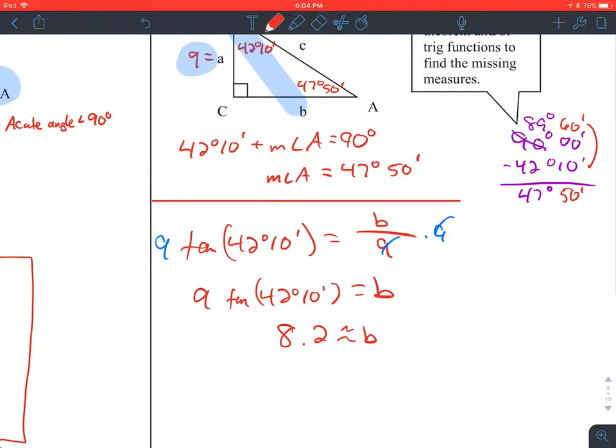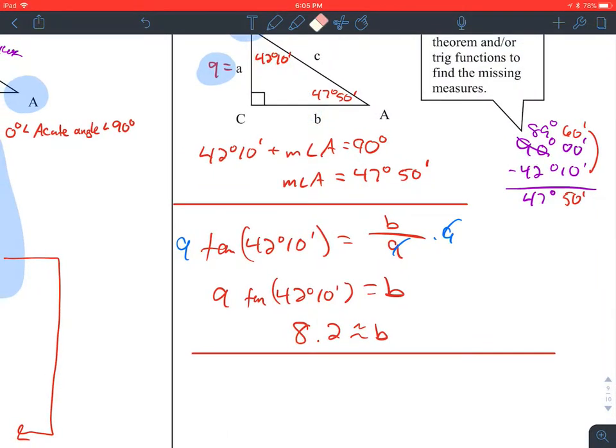Question: how do you put 42 degrees and 10 minutes into your calculator? I don't have my calculator with me, but I believe you hit the tangent button, then you hit 42. I believe there's a button on your calculator that says angle. Find that button, find the degree symbol, hit the button again that says angle, and then type in 10, and then the minutes, and hit enter. You should get 8.2. If what I'm telling you is not right, ask me when you get to school, and I'll show you how to use your calculator. Please keep in mind that 8.2 is rounded.